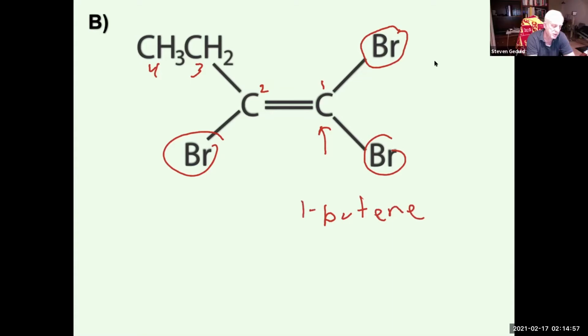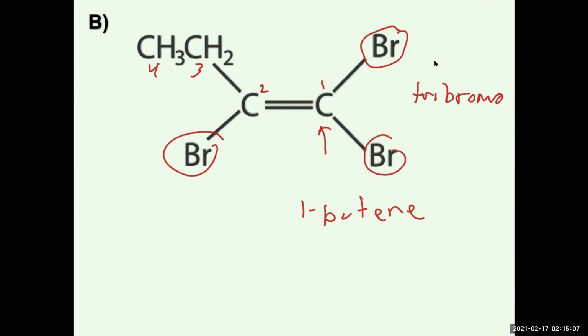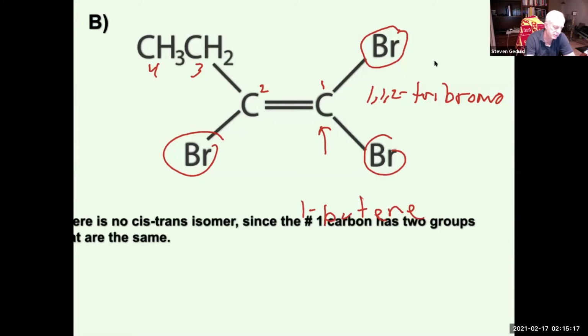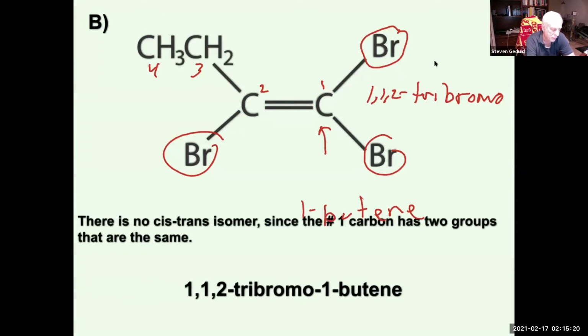And there's 3 attachments to it. There's 3 bromo groups. So it's tribromo because there's 3 bromine groups attached. And what numbers are they at? 1, 1, 2. So 1,1,2-tribromo. So 1,1,2-tribromo-1-butene.